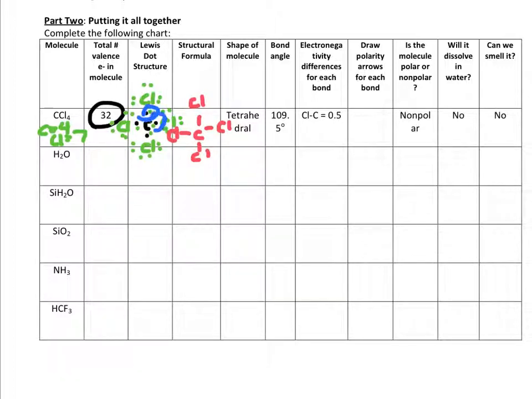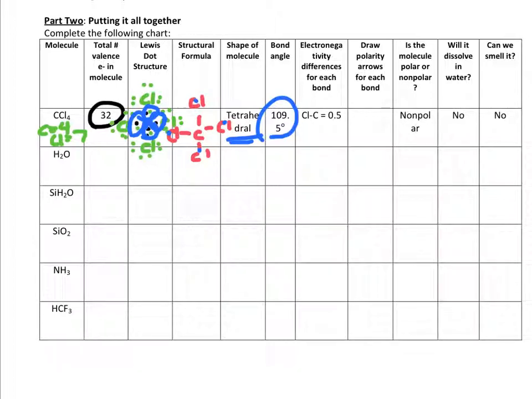Taking a look at the center atom, we see that the carbon has 4 sides with electrons. That's 4 electron domains. All of them are paired to a chlorine. So if they've got 4 electron domains, all bonded pairs, 0 lone pairs, that is a tetrahedral shape. Bond angle is 109.5. You just have to memorize it. So the more you do, the easier the bond angles will come.